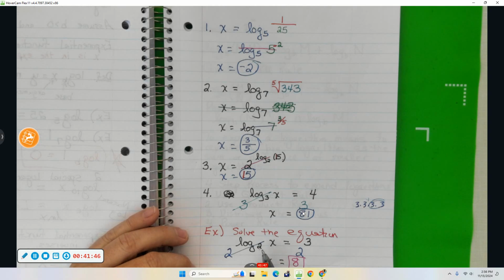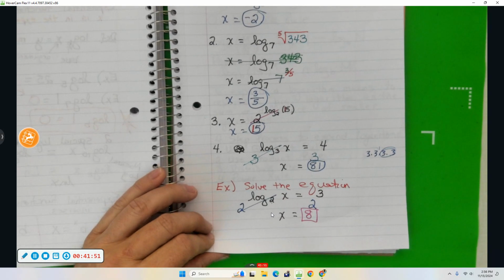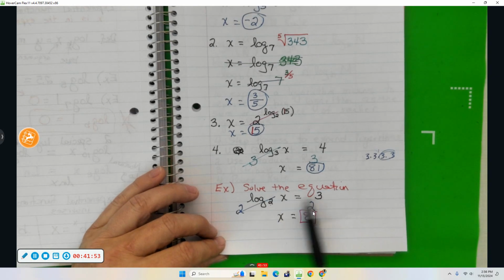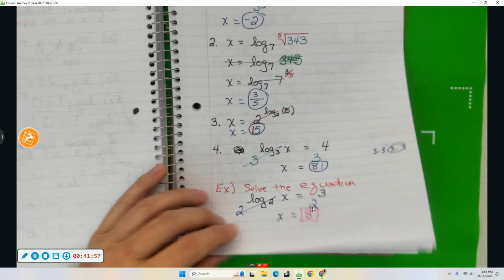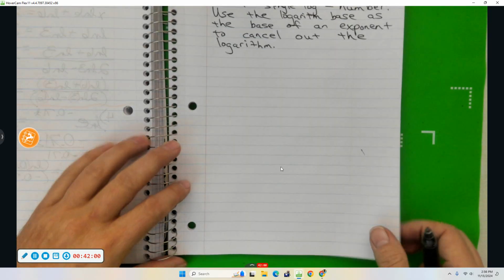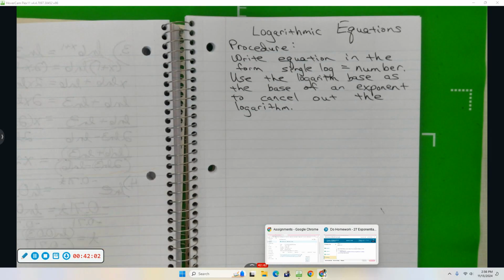Just like this one here. The base of the logarithm was a 2, so we turned all the original stuff into exponents using a base of 2. The logarithm canceled out. Look at that number 5. That number 5 is a good one.